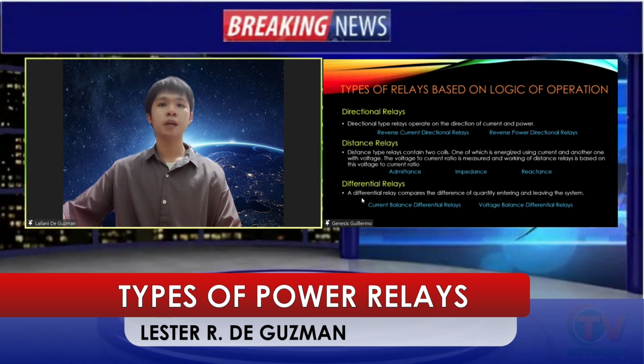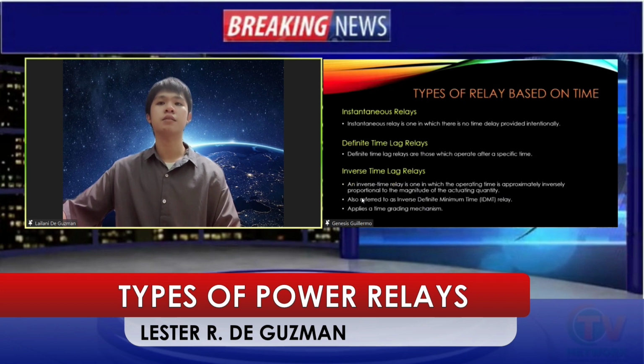Next one is distance relays. Distance relays contain two coils, one of which is energized using current and another one using voltage. The voltage to current ratio is measured, and the working of distance relays is based on this voltage to current ratio. They are classified into admittance, impedance, and reactance distance relays. And lastly, differential relays compare the difference of quantity entering and leaving the system. They are classified into current balanced differential relays and voltage balanced differential relays.